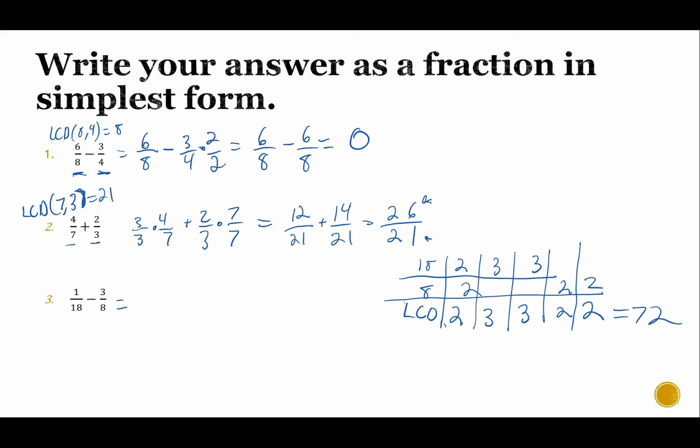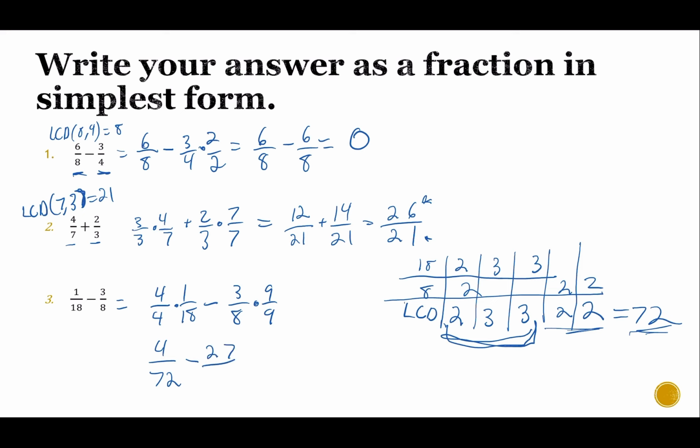What do I multiply 18 by to get it to look like 72? Well, it's going to be these two right here. So that's a 4. I've got 4 over 4 times 1 over 18 minus 3 over 8. What do I multiply 8 by? That's going to be 9. So I have 4/72 minus 27/72. It's negative 23/72 for our final answer.